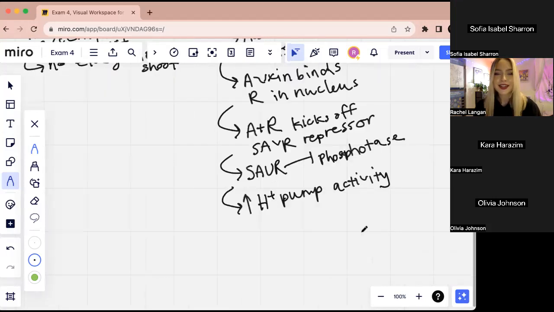Yes, question. Would we have to include the Sauer phosphatase step, or can it be implied just by saying that auxin and the receptor kick off Sauer repressor? I would include what Sauer does. Okay, thank you. You're welcome.